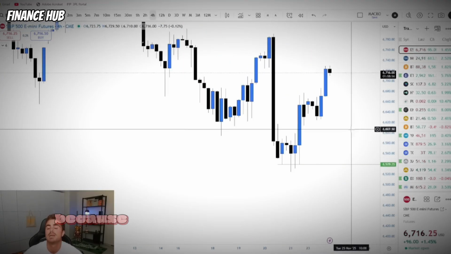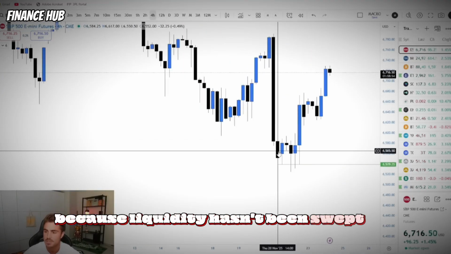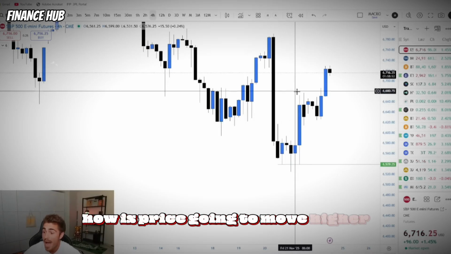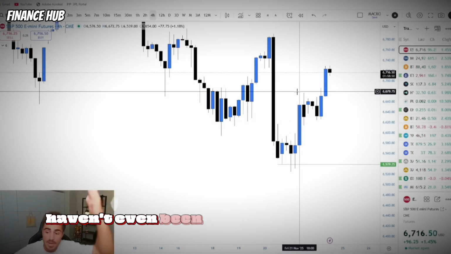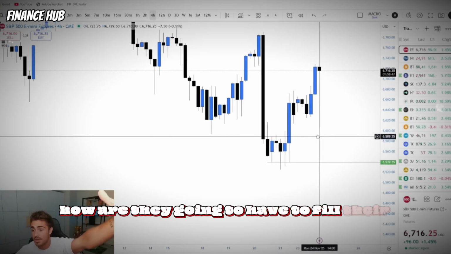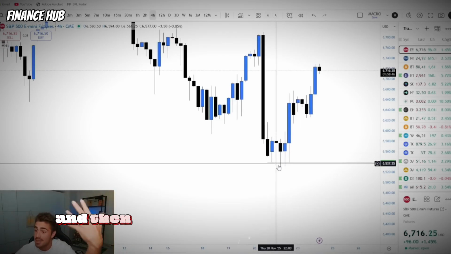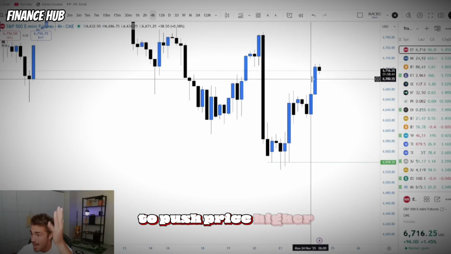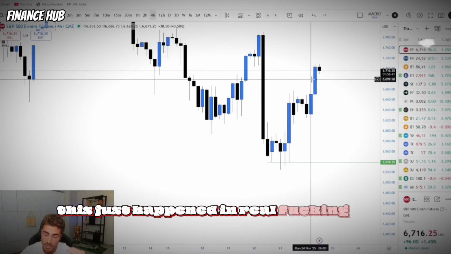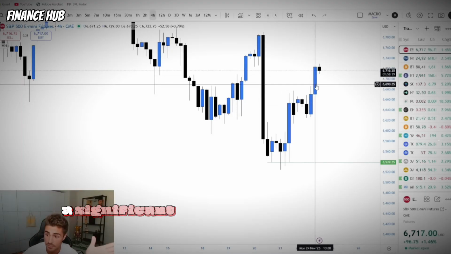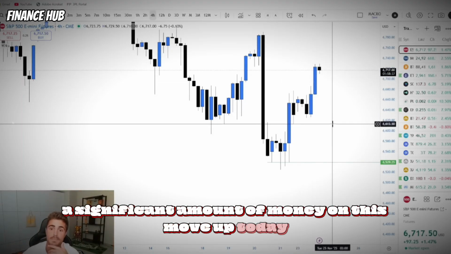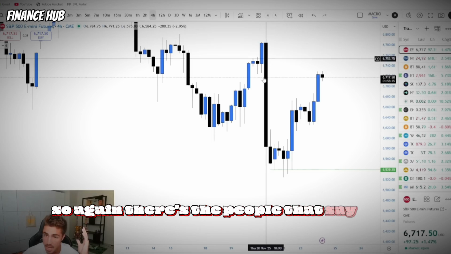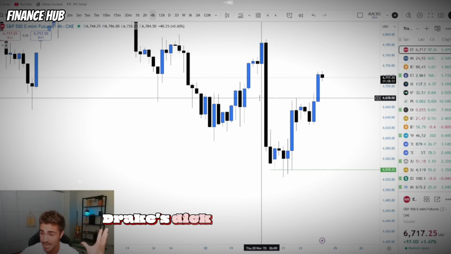Why are they dumb? Because liquidity hasn't been swept yet. How is price going to move higher if the market makers haven't even been able to fill their orders? How are they going to fill their orders? They have to generate a low, and then they have to sweep out the low to push price higher. This just happened in real time, and actually I made a significant amount of money on this move up today.